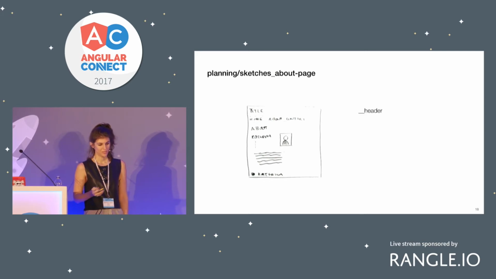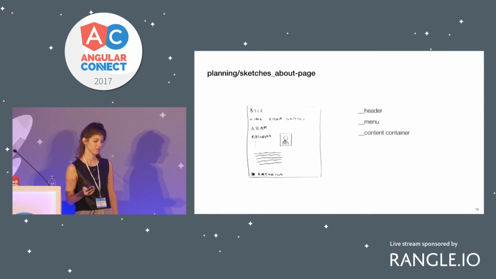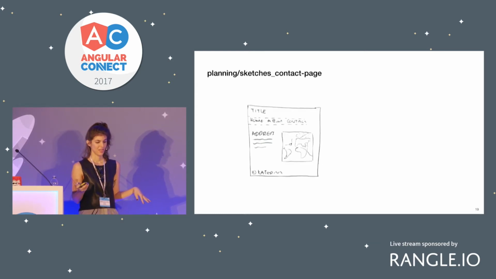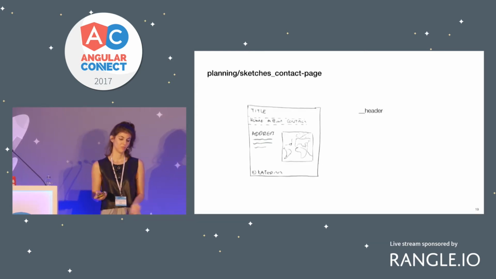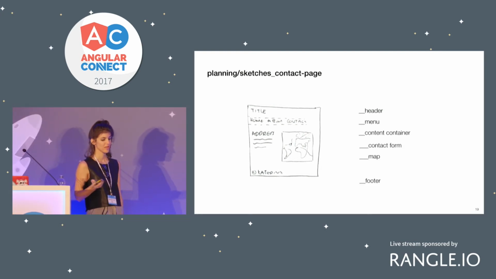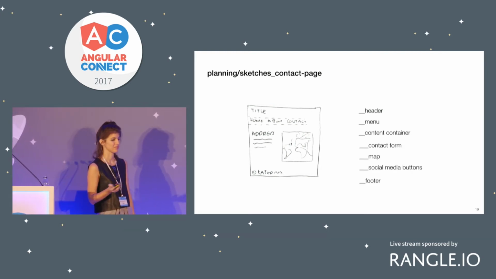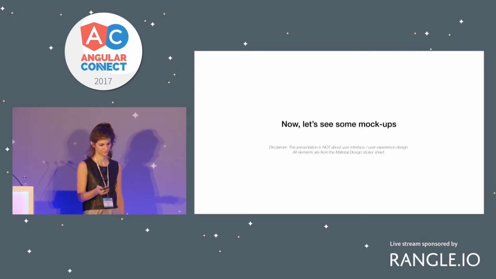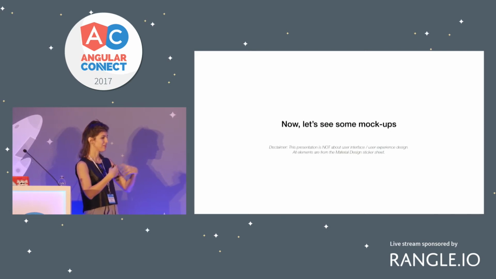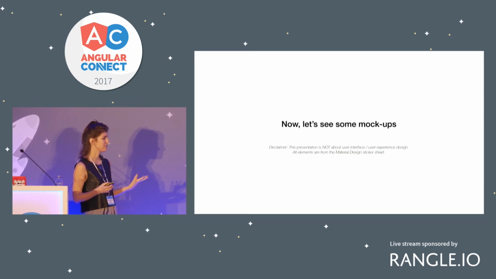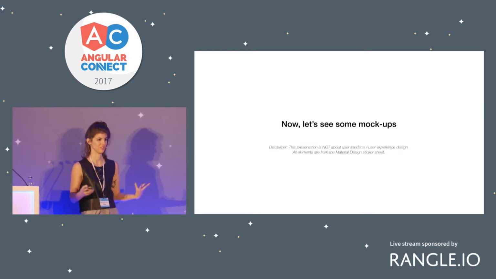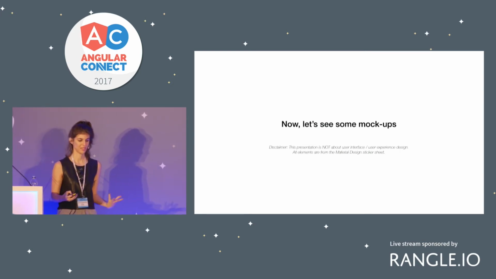Then the about page would have a header, menu, content container, footer, text, and a photo. And the contacts page would have the header, menu, content container, footer, and a contact form, a map, and social media buttons. So you see that from the initial drafting, you can start seeing how the structure of your application is going to be. We're just drawing some sketches.